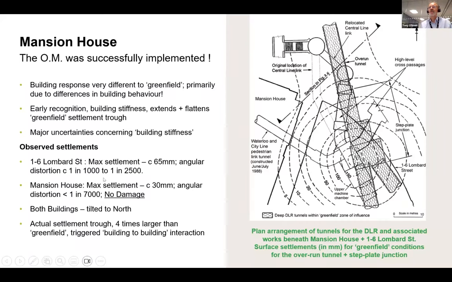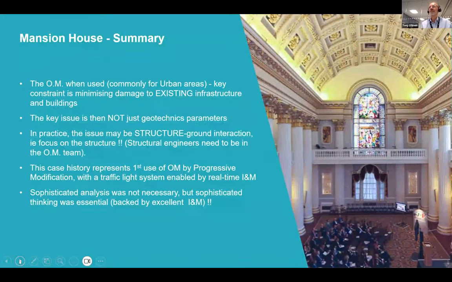So that's a key point, really, which as geotechnics practitioners, we've got to bear in mind: we've got to have structural engineering colleagues on board and work closely with them to do real OM application. Tony, I think this is also where the green, amber, red trigger value system was first introduced into any job. That's right, yeah. Is that a correct statement? Yeah, that's right. So it's the first time the traffic light system was used. And it was enabled by real-time instrumentation monitoring as well. So it had a few firsts.